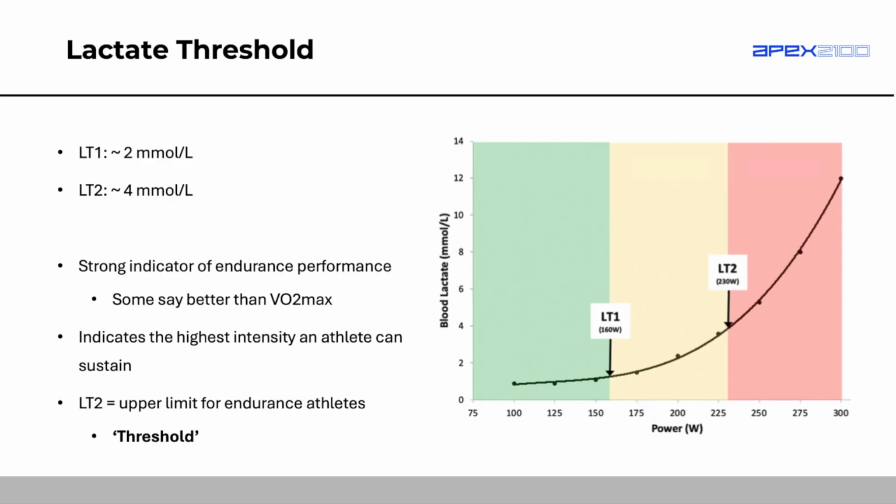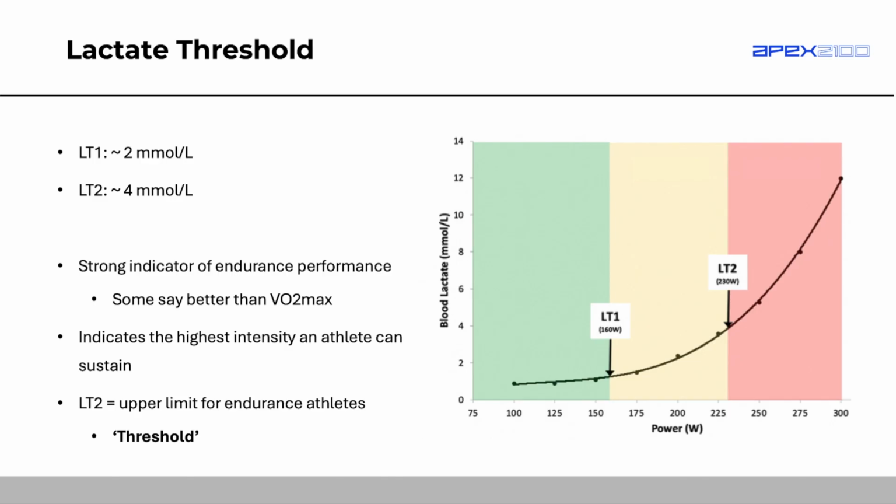And you can see on the graph here that 2 millimeters of mercury occurs at about 160 watts. And then the second lactate threshold is normally at around 4 millimeters of mercury, and this occurs for this person at about 230 watts. You can also think of it as lactate threshold 1 is where we have this first increase in the inflection of the curve, and then lactate threshold 2 is when the inflection of the curve increases even more.